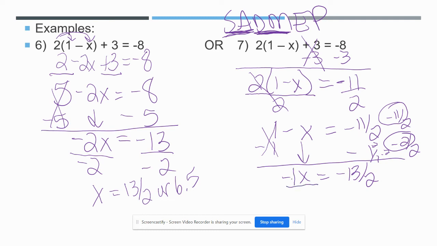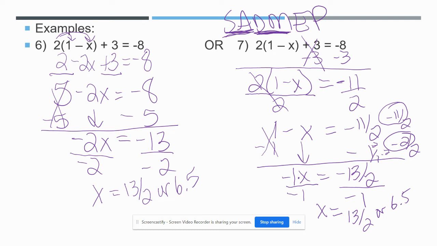Then remember, this technically is a negative 1 in front of that x. So it's negative 1 times x. The opposite is dividing both sides by negative 1. So that becomes a positive x. And then over on the right side, negative 13 halves divided by negative 1 is a positive 13 halves, or 6.5. So you can see we got the same answer no matter which way we chose to do it.